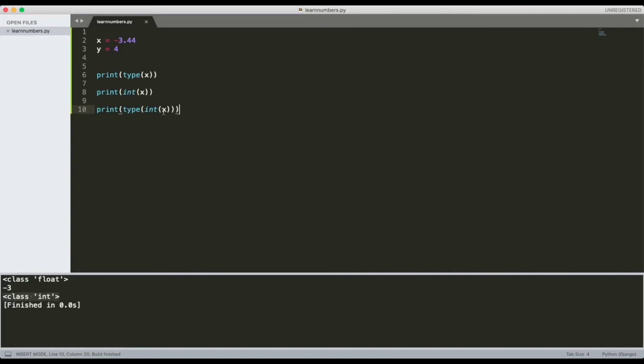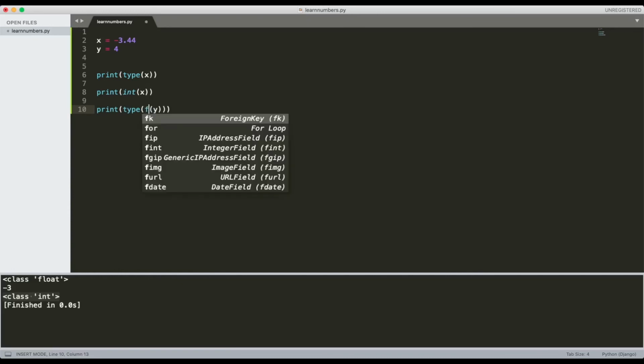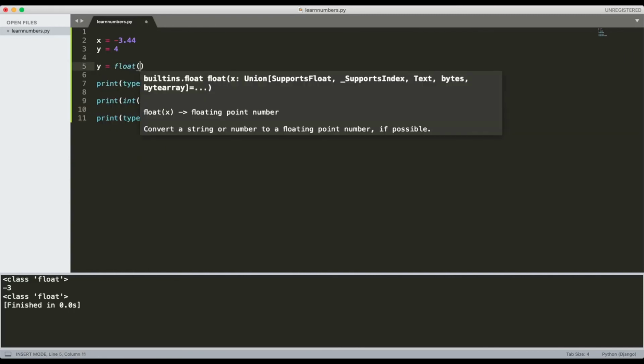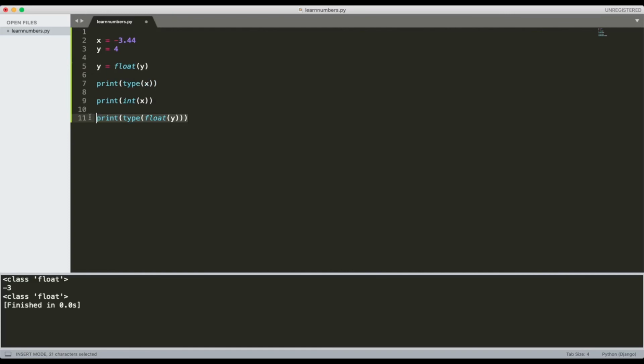This is also true if we did the float function, if we converted an integer into a float, right? This would come back as a float. And you can see that if we did y equals float y, and then we printed out y, you can see that it has decimals now, right? So that's all the common use cases for numbers.